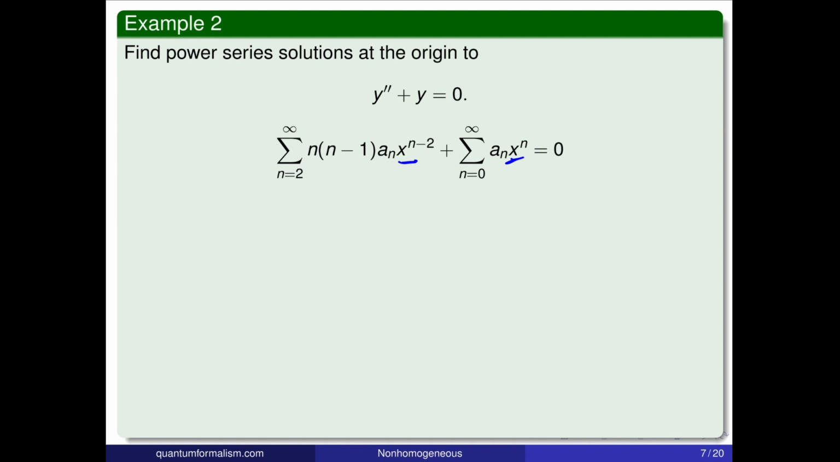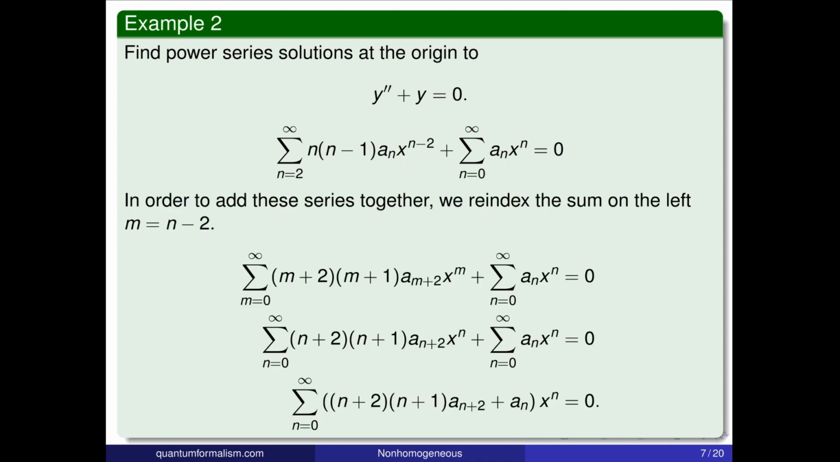We'll need to re-index the series on the left, the series for the second derivative. So we'll use this formula, m equals n minus 2, or in other words, n is equal to m plus 2. So whenever we see an n, we can replace it by m plus 2. And whenever we see an n minus 2, we can replace that with m. So now we've gone from an n minus 2 in the exponent to an m. So that's looking closer to what we have in the other series.